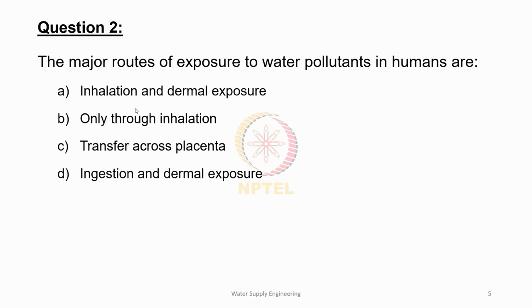Moving on to the second question. The major routes of exposure to water pollutants in humans are: option A, inhalation and dermal exposure. Option B, only through inhalation. Option C, transfer across placenta. Option D, ingestion and dermal exposure. So, which are the major ways through which water pollutant enters into a human body? Which are the ways in which water pollutants enter into human body?